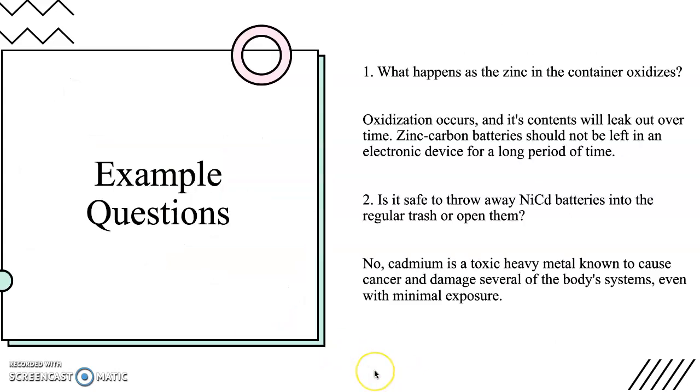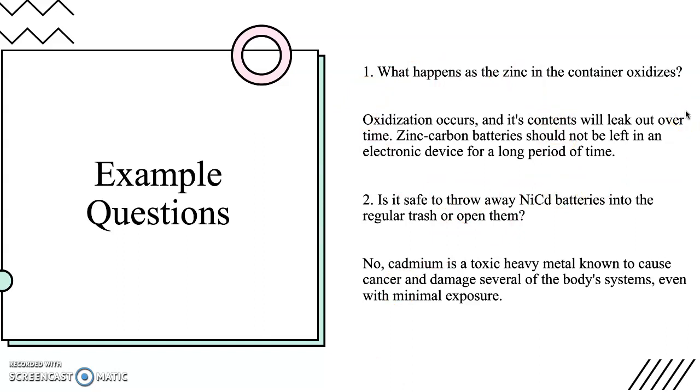So what happens when zinc in the container oxidizes? As oxidation occurs, its contents will leak out over time. This is why zinc-carbon batteries should not be left in electronic devices for a long period of time. This one here.